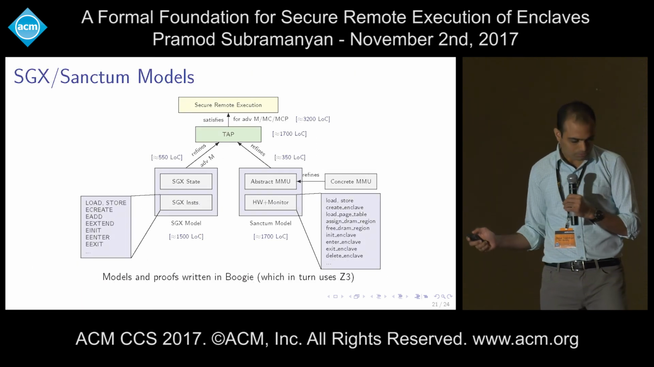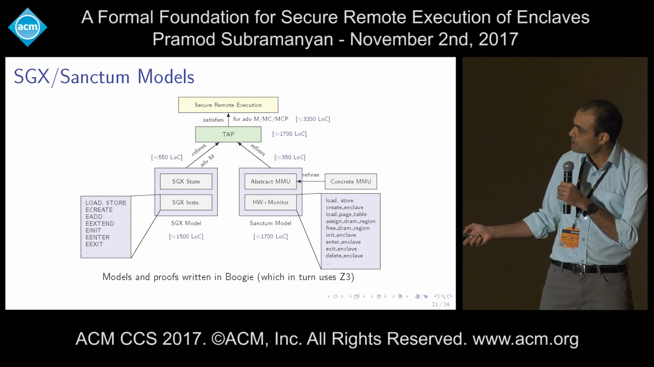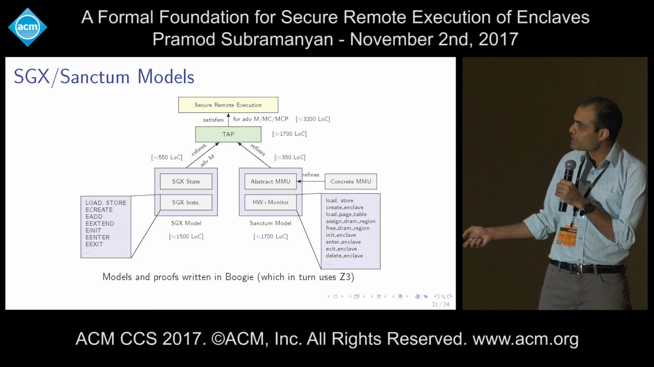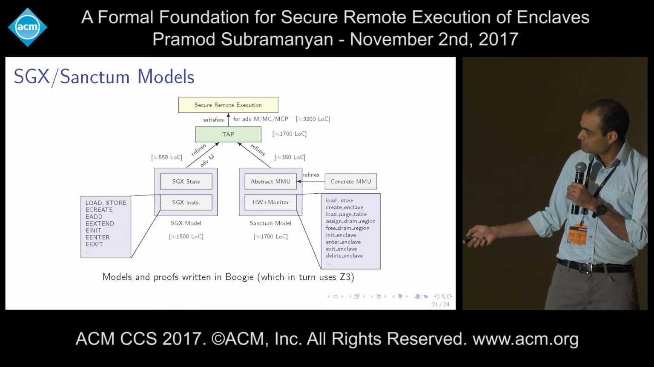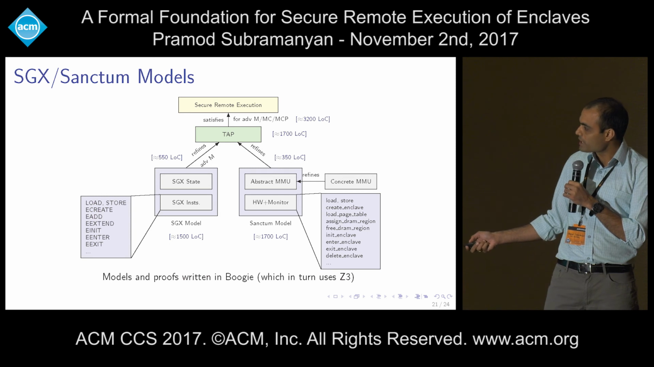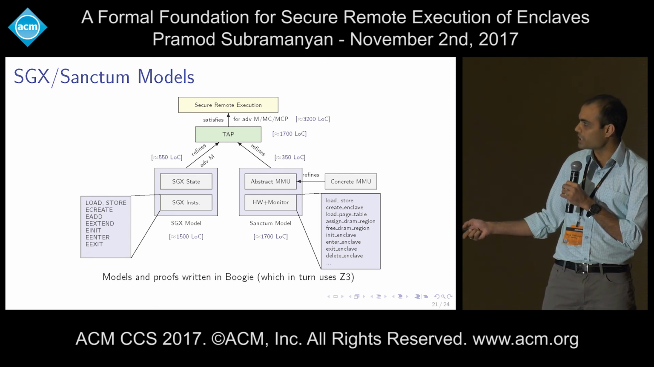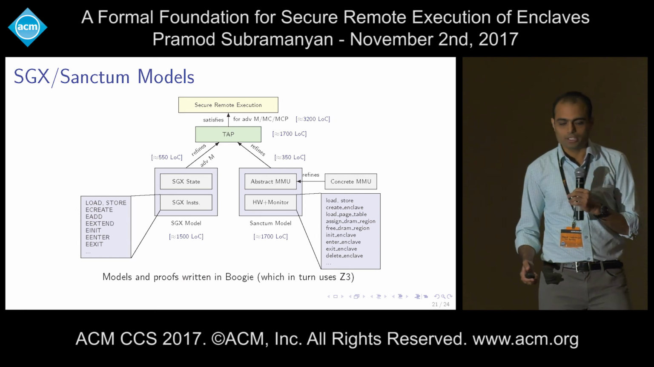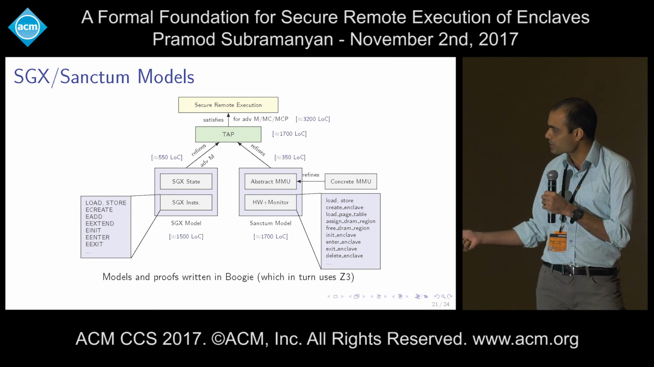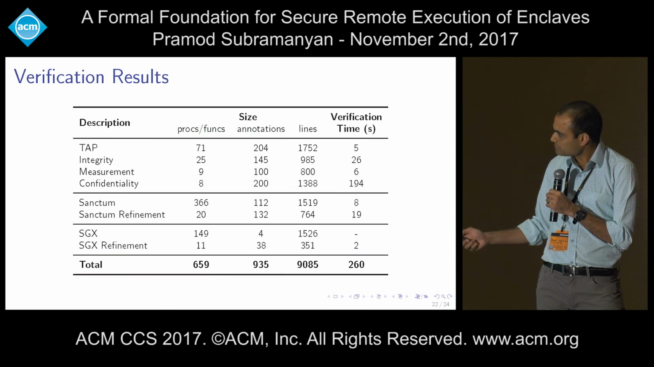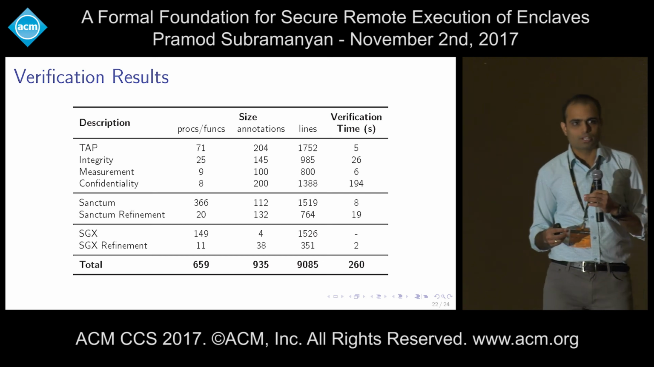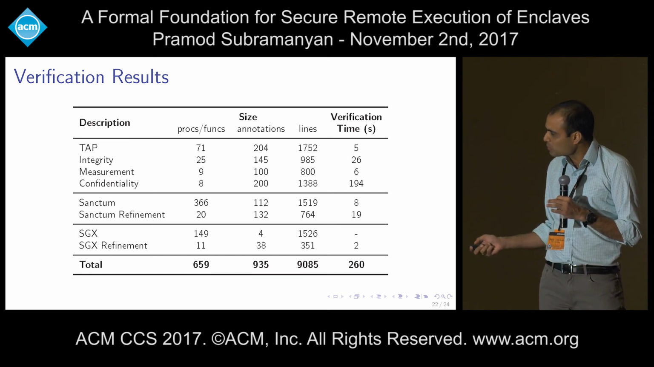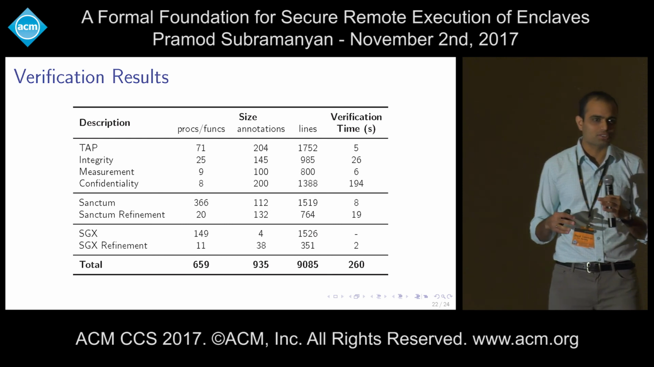Alright, so let me describe a little more about the models that we built. We have a model of SGX which models some of these SGX instructions, and we show that this model of SGX refines the TAP model that we built for adversary M, and our model of Sanctum also refines the TAP model for all of these three adversaries. This difference in refinement is what I described to you in the previous step. I also want to give you an idea of the amount of effort involved in building these models. Overall, we had about 4,000 lines of modeling code and roughly 4,000 lines of proof code.